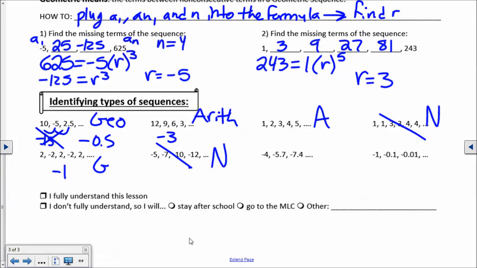Alright, what about this one? Arithmetic or geometric? If you think it's arithmetic or geometric, you have to tell me what it is that you're adding or multiplying by. You're subtracting, so you have to talk about it in terms of adding. You're adding negative 1.7.